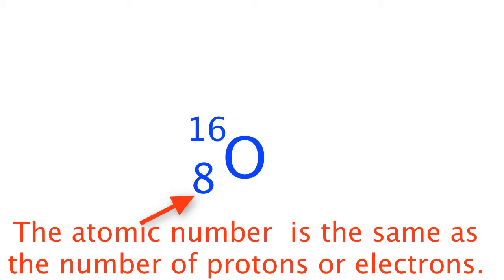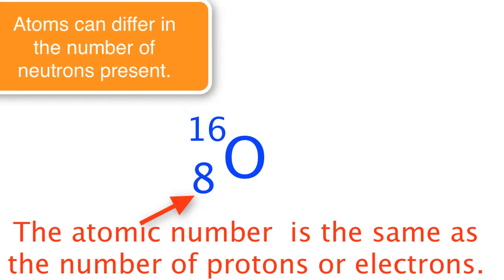Isotopes. Though all atoms of a given element have the same atomic number and therefore the same number of protons and electrons, they need not all be identical. They can differ in the number of neutrons present. The presence of one or more additional neutrons in the tiny nucleus of an atom has essentially no effect on the way it behaves chemically.